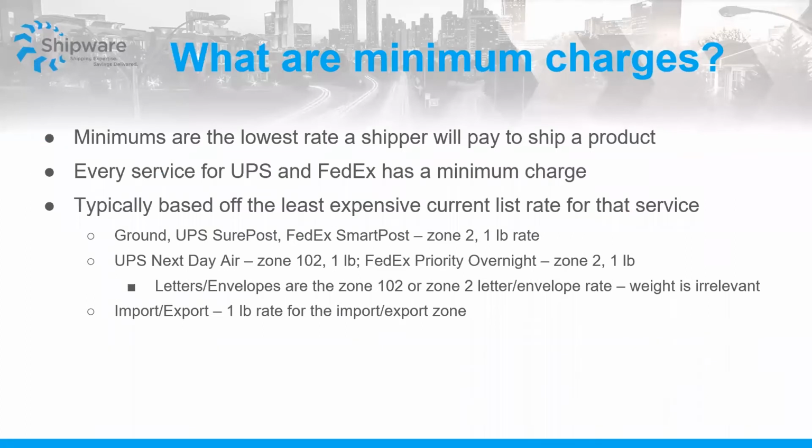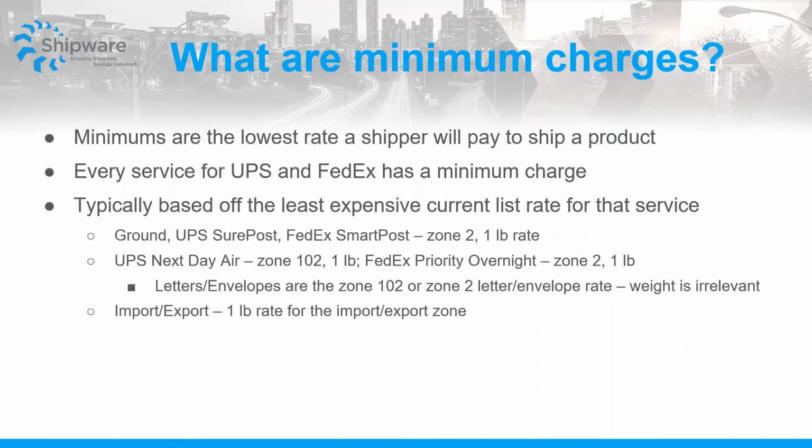Best way to define a minimum charge is it's going to be the lowest rate that a shipper will pay to ship a product. Every single service for UPS and for FedEx has a minimum charge, and how those are defined varies by service. But typically, it's going to be based off of the least expensive current list rate for that service. So for example, if you're looking at Ground or UPS SurePost or FedEx SmartPost, the starting point for that will be the Zone 2 1-pound rate, and then typically there are further adjustments from there.